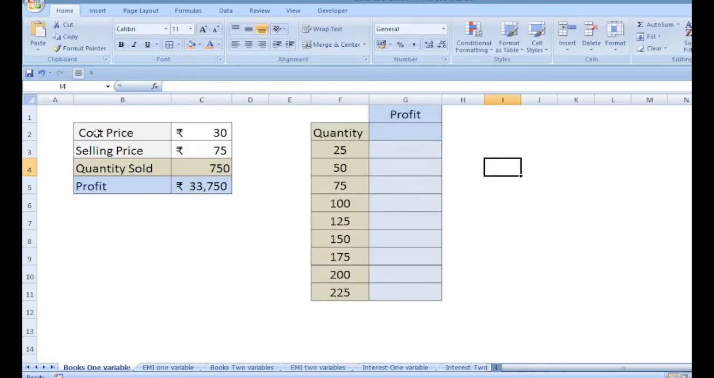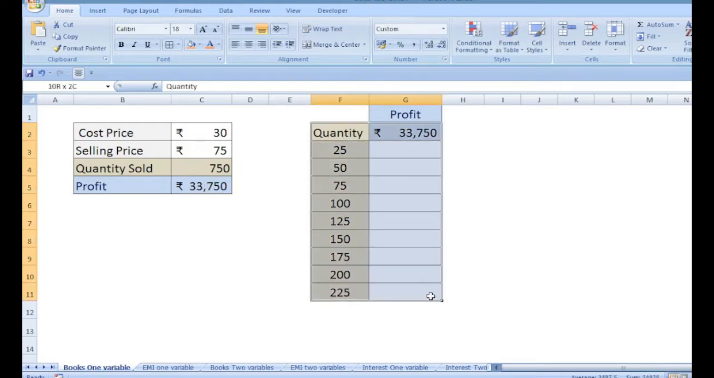So I have set up the data and this is the data table. Find out the profit for all this quantity from 25 to 225. So one thing I must do is I must fix the connection between this data and this cell. To make the connection, either I have to type in the formula here or I can give the cell reference for the formula. So you get 33,750.